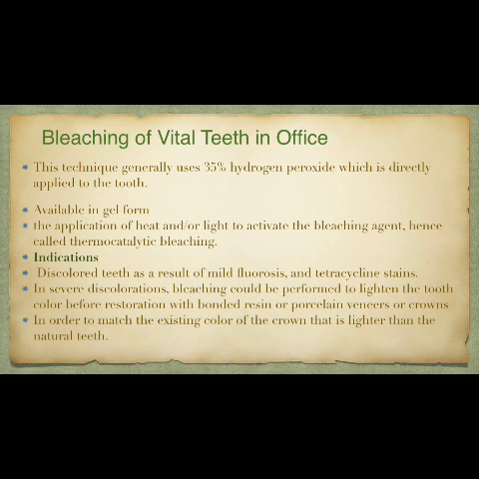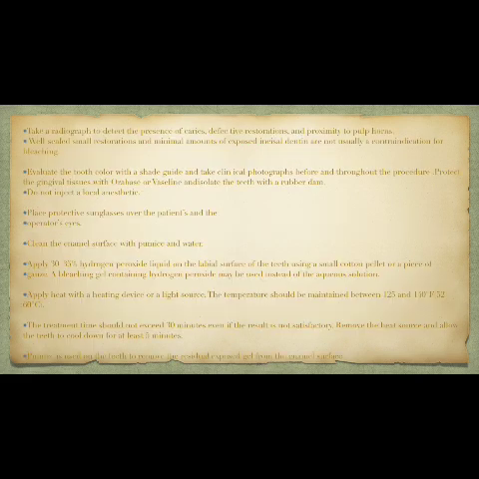Then indications. Discolored teeth as a result of mild fluorosis or tetracycline stains can be bleached by this technique. In severely discolored teeth, bleaching could be performed to lighten the tooth color before restoration with bonded resin or porcelain veneers or crowns, in order to match the existing color of the crown that is lighter than the natural teeth. So these are all the indications of bleaching of vital teeth in office.